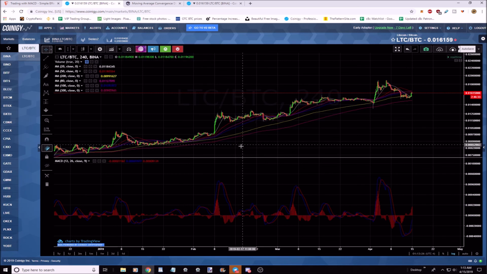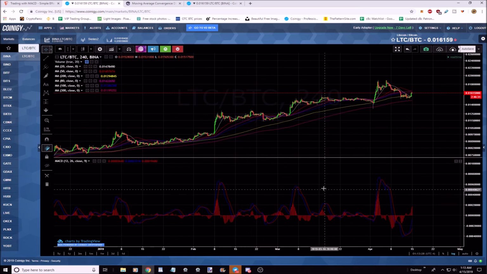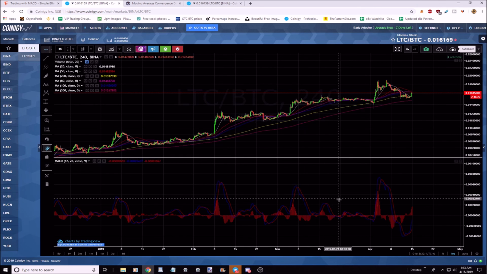The best way to learn this is to go back through and just back test this MACD. Say, okay, here you're getting a bearish cross, and this is what happens up here. Okay, here you get this cross, and this is what happens up here.